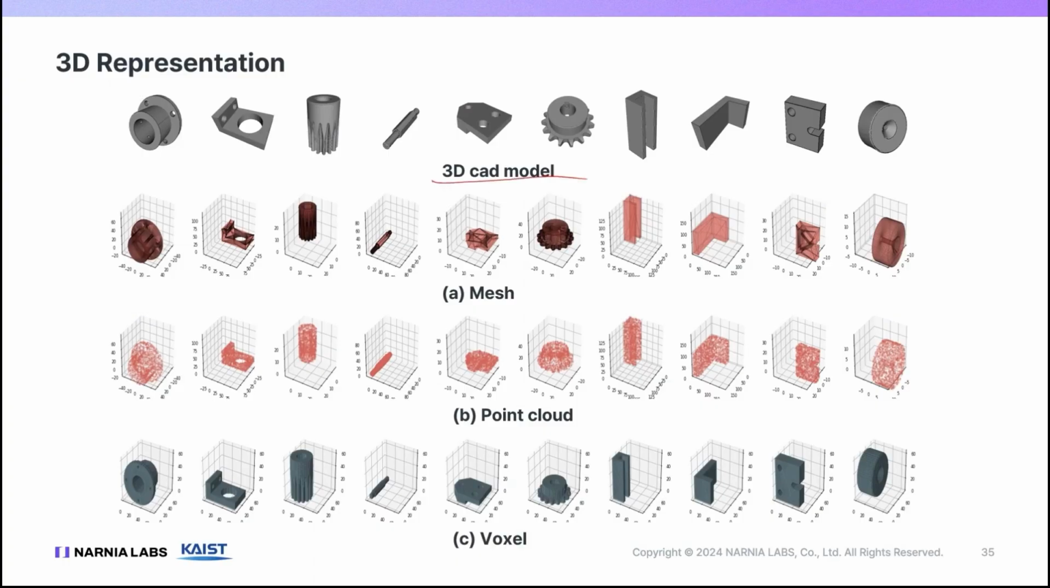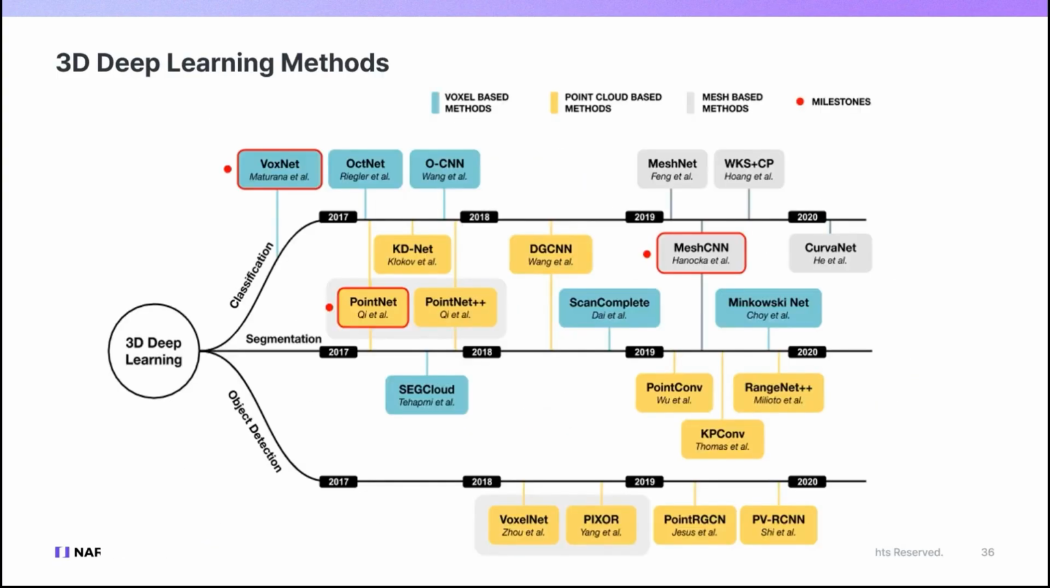For example, if you have a 3D CAD model, you can convert it into a mesh, a point cloud, or represent it as voxels. In computer science, there have been many methods developed for learning with voxels, learning with point clouds, and learning with meshes. These methods have been extensively developed, and depending on whether you want to do classification, segmentation, or object detection, a wide variety of backbone networks have also been developed, and we can easily use them.